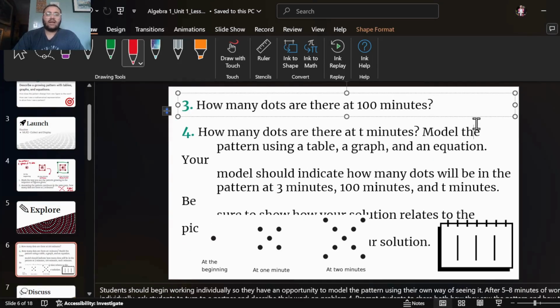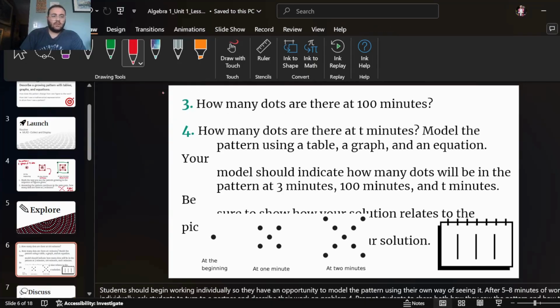So students are asked, how many dots are there at 4 minutes? How many dots are there at 100 minutes? Students can use either the petal pattern or the box pattern. I personally like the petal pattern. So we have 4 dots in T groups. So the petal pattern is T dots in 4 groups.